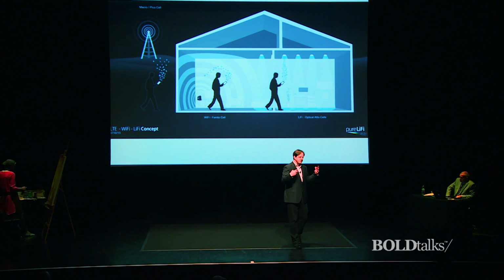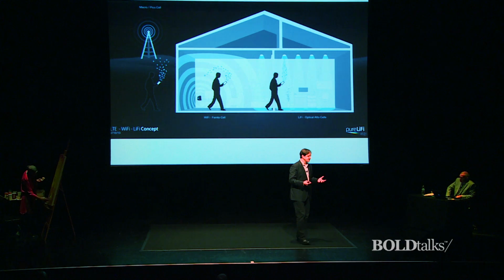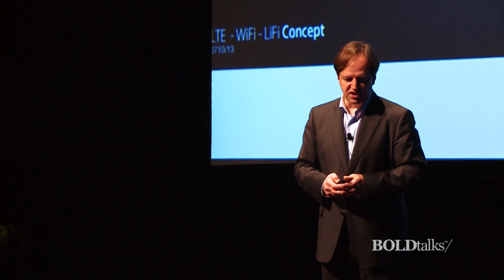So therefore, if you are in a room and you are in a well-lit room, it would make much more sense to take these light bulbs to then serve these very high data rates, these very big fat data pipes. So how does it look like in reality?